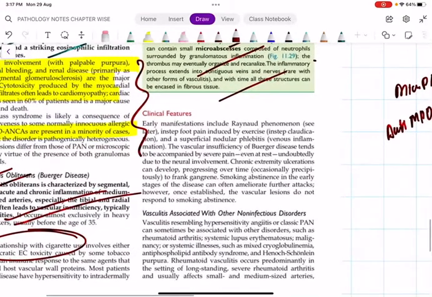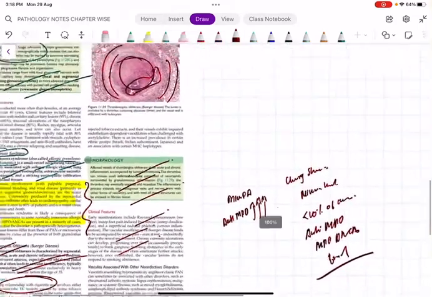It is usually associated with Raynaud's phenomenon. You know what Raynaud's phenomenon is? When exposed to cold, there will be vasoconstriction of the small arteries of the digits. That is Raynaud's phenomenon. There will be vascular insufficiency in Buerger's disease. Finally, there will be gangrene, and the treatment of choice will be only amputation. Fine, only amputation.